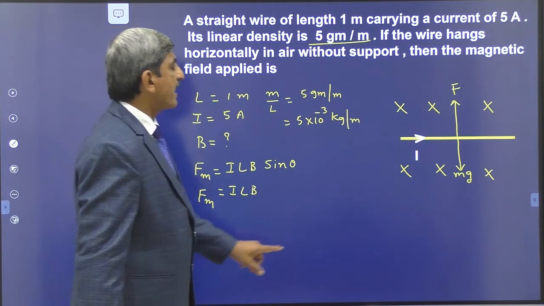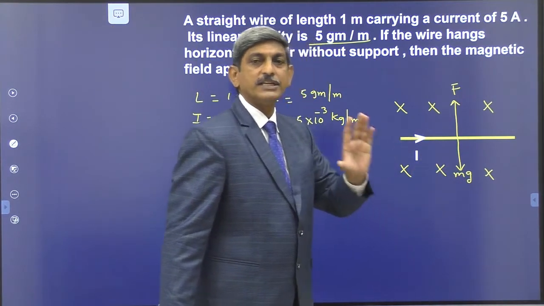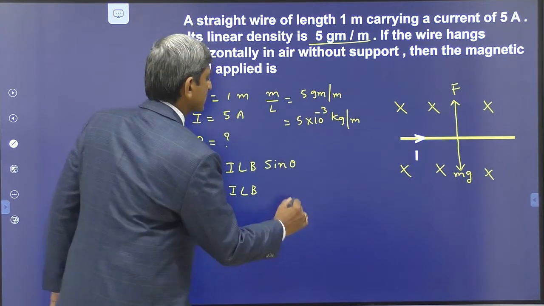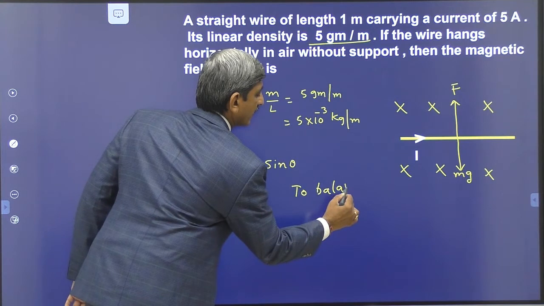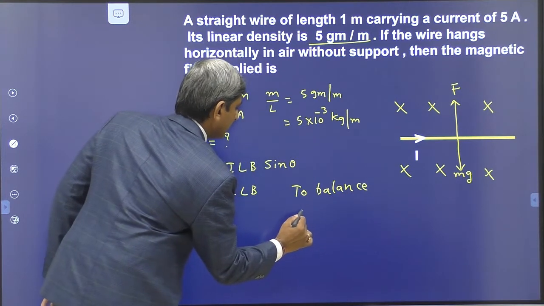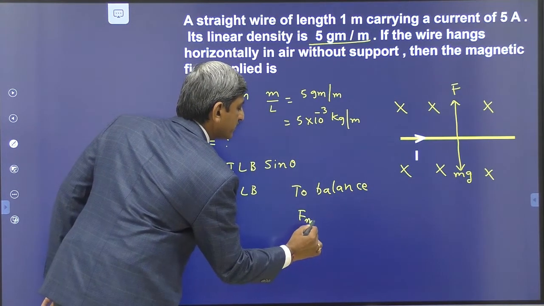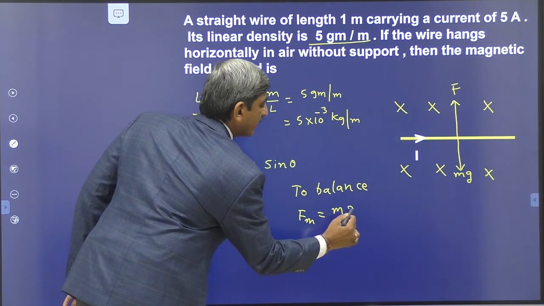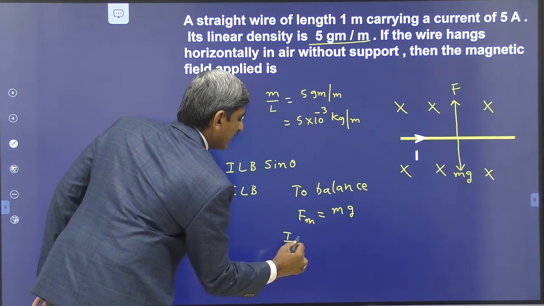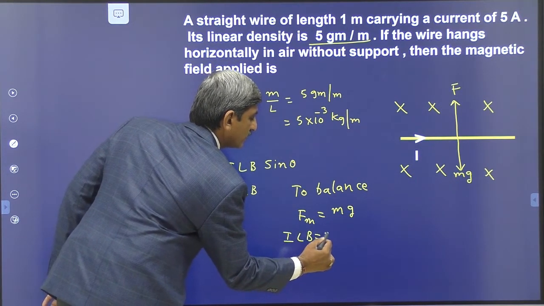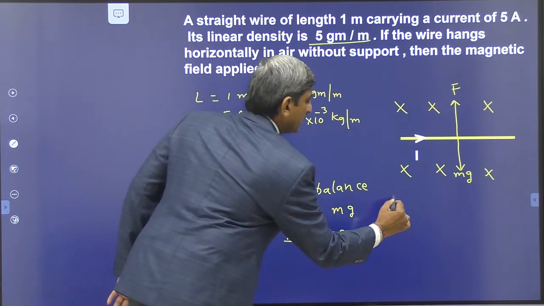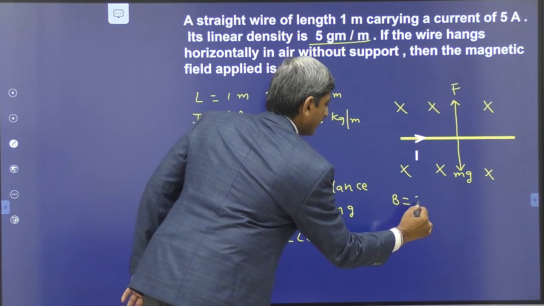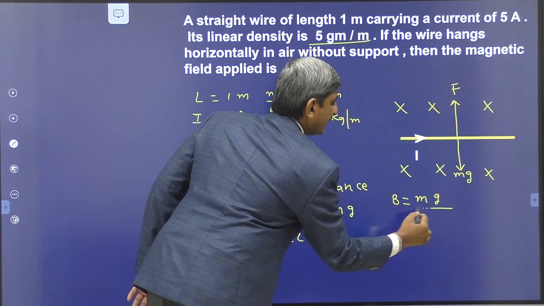Whenever the force due to the magnetic field balances the weight of the body, then the wire is supported. That's why, to balance, the force due to the magnetic field must be equal to the weight of the wire. That means ILB is equal to mg. From this we have to find the B value: B is equal to mg divided by IL.